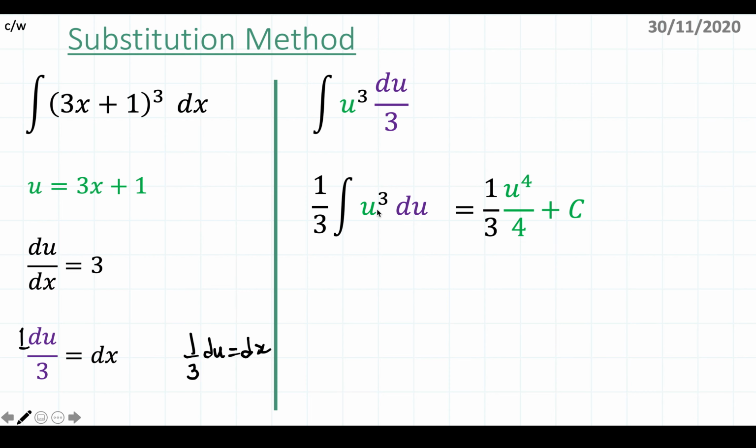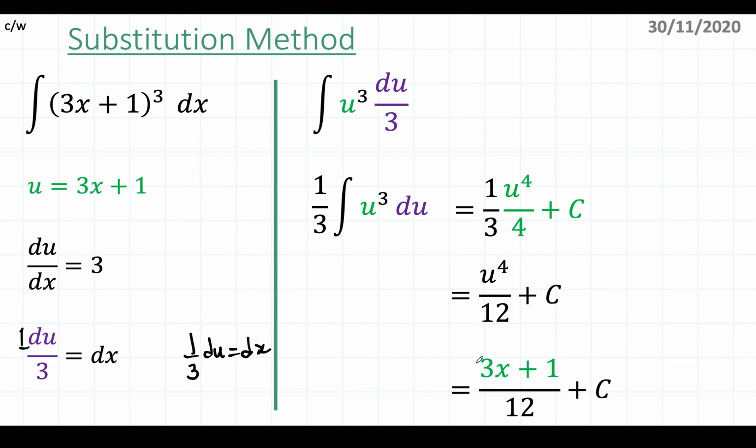This is going to give me u to the power of 4 over 4 plus c. And then I'm going to simplify this. This is u to the power of 4 over 12 plus c, and that's your final answer. But you need to bring back your substitution. So it's (3x plus 1) to the power of 4 over 12 plus c.